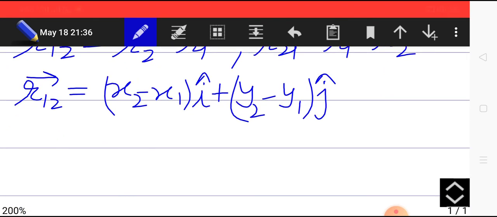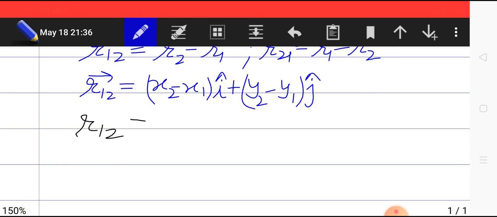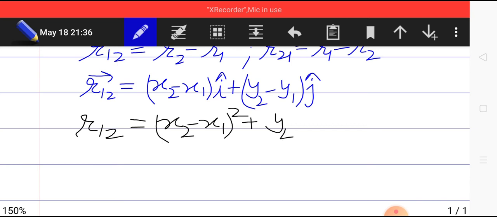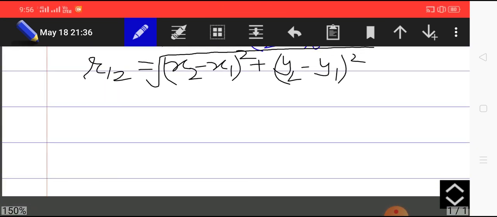Similarly, in the same manner, we can write the magnitude of r12 vector. The magnitude of r12 vector is the square root of (x2 minus x1) square plus (y2 minus y1) square, the entire term.